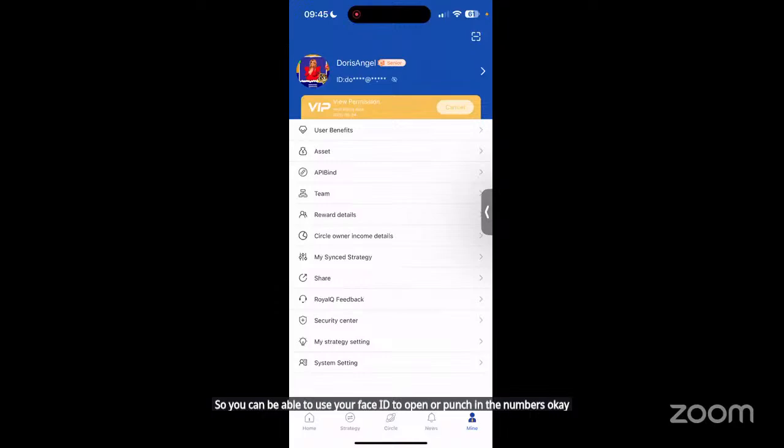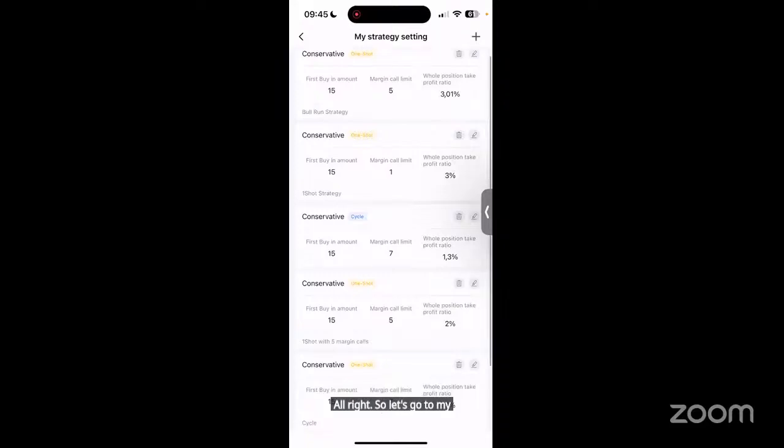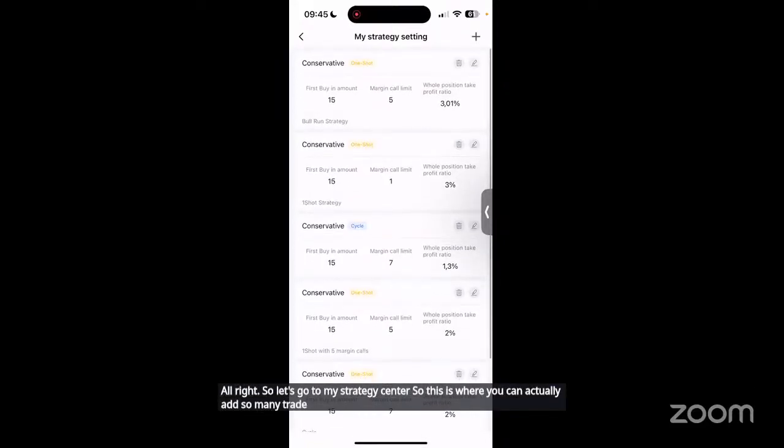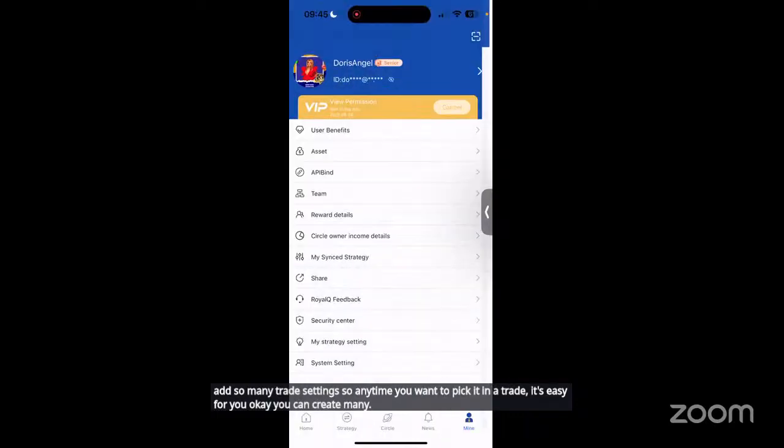All right. So let's go to my strategy center. This is where you can actually add so many trade settings, so anytime you want to pick it in a trade, it's easy for you. Okay. You can create many. You don't have limits.